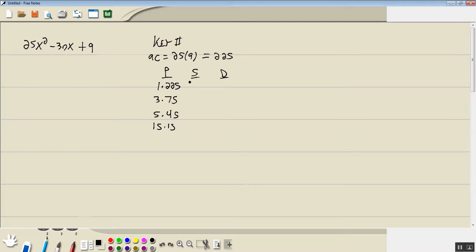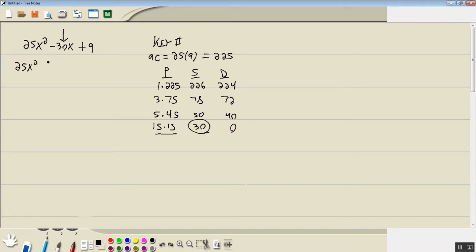Now if I add these, 1 plus 225 is 226. 3 plus 75 is 78. 5 plus 45 is 50. 15 plus 15 is 30. And subtract them. 225 minus 1 is 224. 75 minus 3 is 72. 45 minus 5 is 40. 15 minus 15 is 0. The number we're looking for is the number in the middle term, which is 30, which is right here, which means we use 15 and 15.